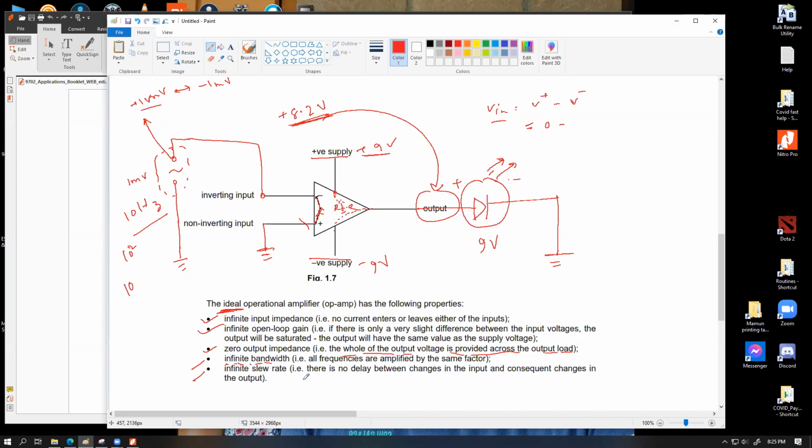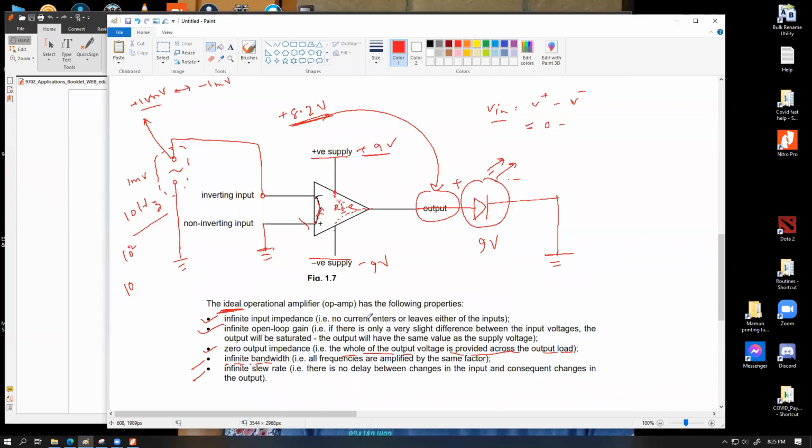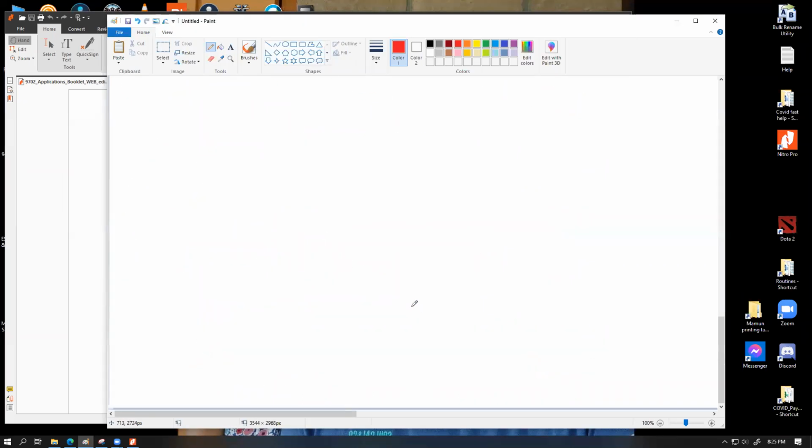But practical op amps don't act that fast. They have some limitation. For example, in this case, about 10 volt per microsecond. Let me explain what this means. This means that if you are applying some voltage variation onto the input side, let me give this with some sort of graph, maybe it might help.